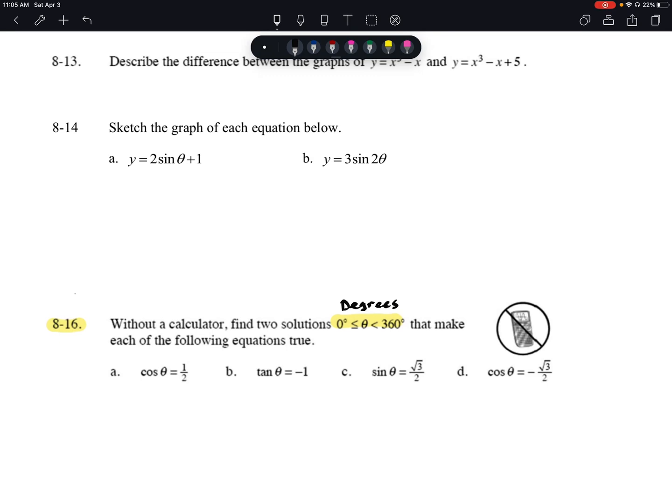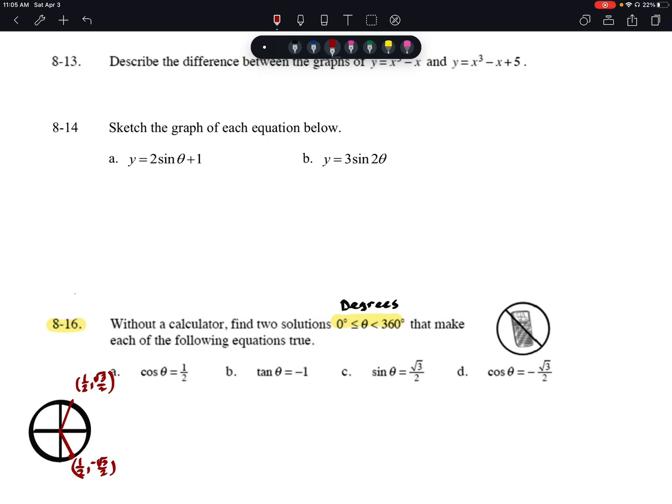So the first problem we have is cosine of theta equals 1/2. So just kind of envision your unit circle. And if the cosine is a positive 1/2, that means we're going to be up here or down here, right, where our x coordinates are 1/2. So we know this one's 1/2, comma, radical 3/2. This one is 1/2, comma, negative radical 3/2.